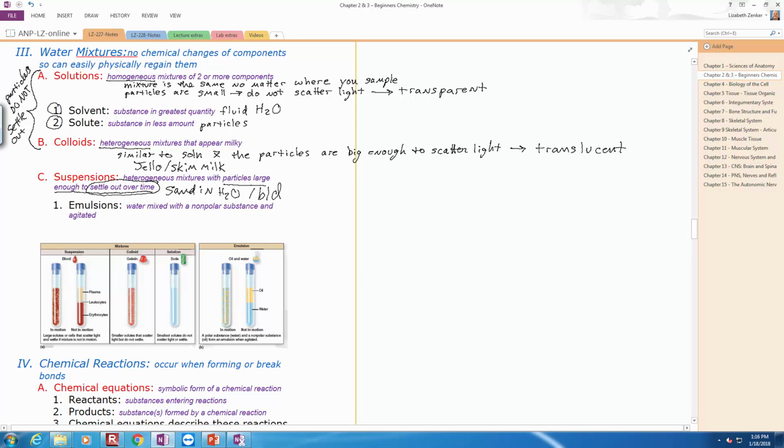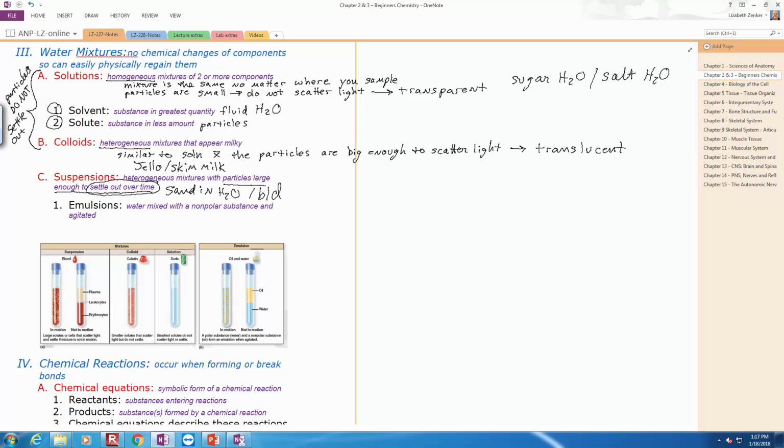And if we go back up to a solution, that would be something like sugar water or salt water, where basically it looks homogeneous. It looks like it's all the same thing, but it's not settling out or anything. So an emulsion is like a subset of a suspension.